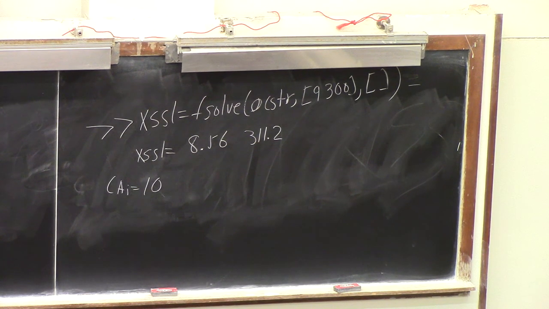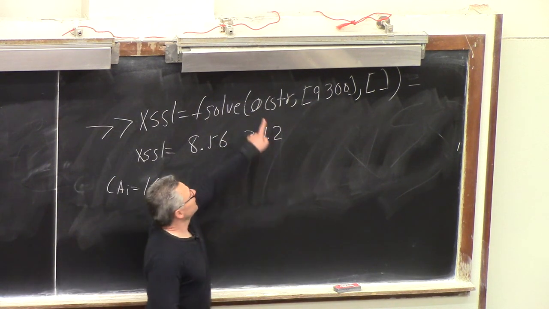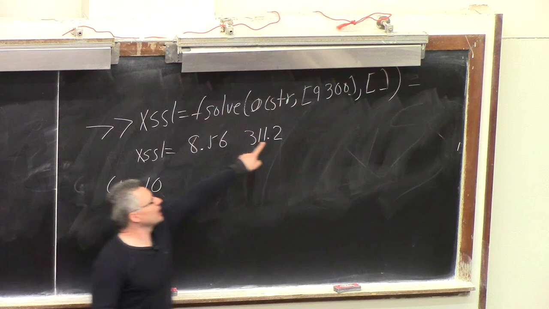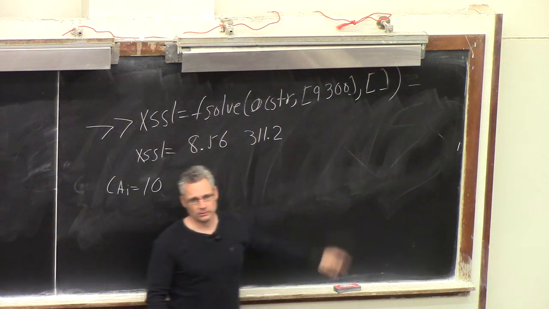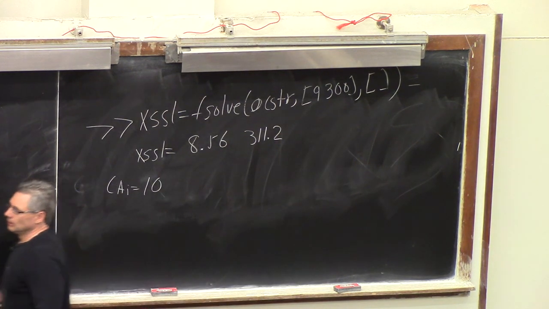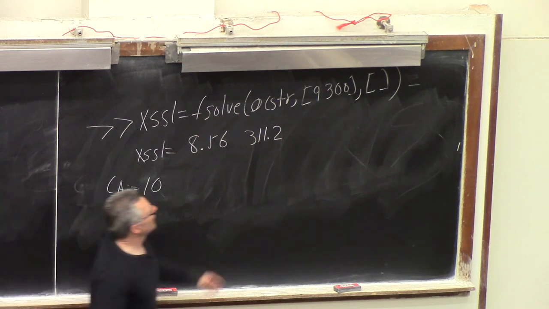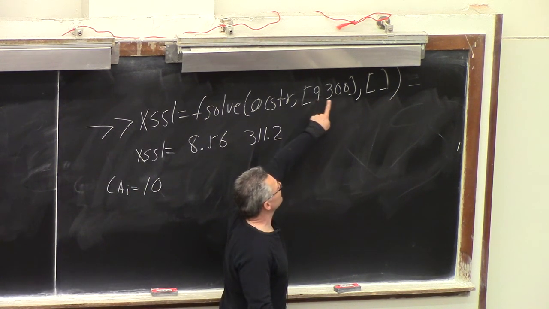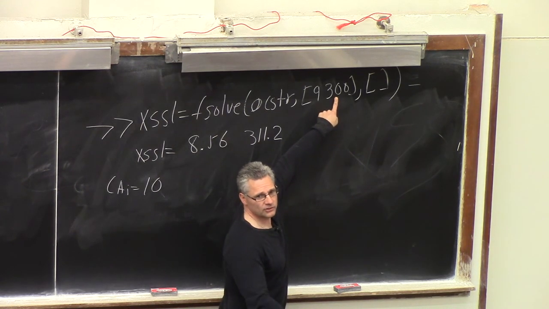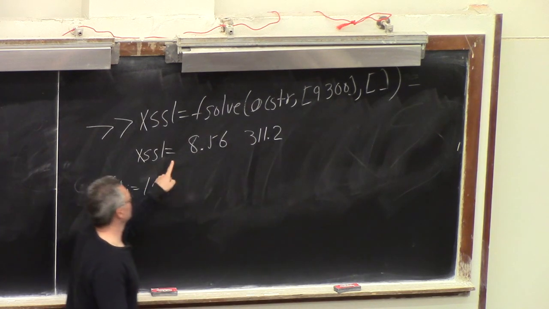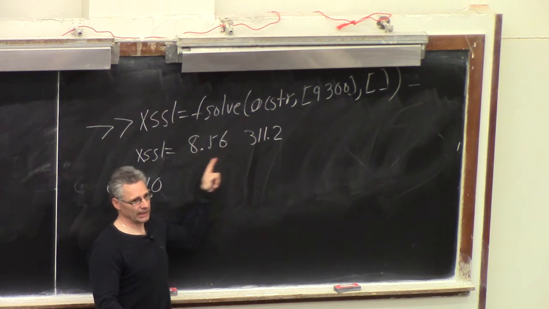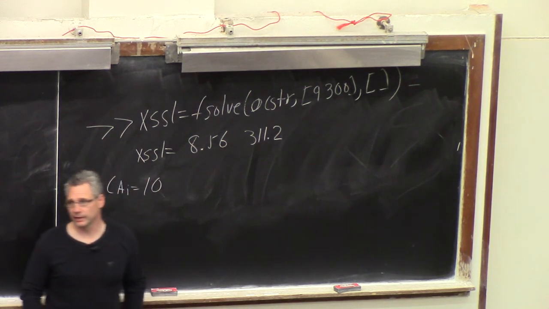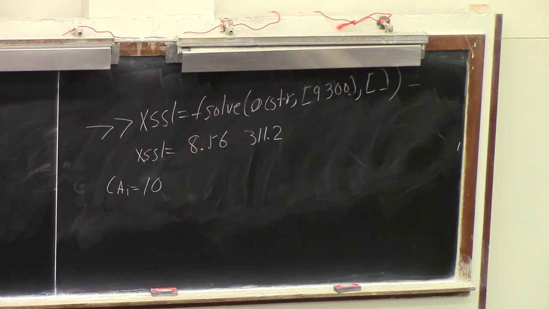Sorry, why did you pick a range of 9 to 300? That's not a range, that's a guess. Right, because this is the fsolve, so I'm guessing what I think the answer is. This is what I think the steady state concentration of A is and what I think the steady state temperature is. Just a guess. And I get this. Not surprisingly, I get something kind of near my guess. That's the way this usually works. So if you guess that one, you'll get this steady state.